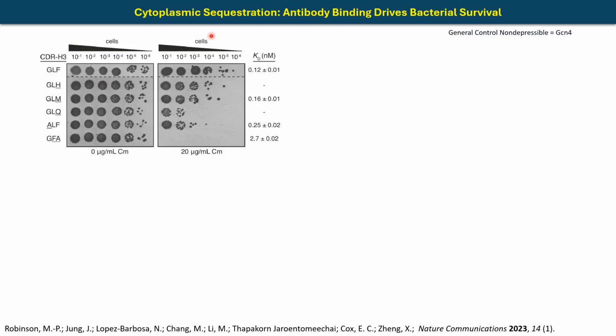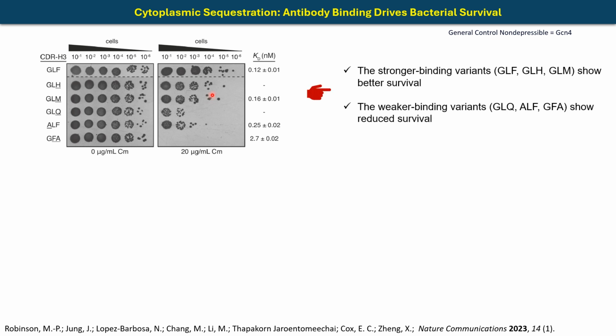Next, they wanted to test if the presence of an antibody that binds to the target can protect bacteria from the antibiotic. So they focused on the CDRH2 region of this anti-GCN4 clonal antibody. Bacterial growth can be observed in the absence of antibiotic. However, with antibiotics, only bacteria with stronger antibody variants survived, and weaker binding variants show very little to no growth.